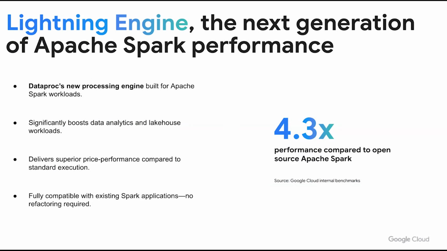So coming to Lightning Engine, this is Google's solution for high performance compute. This is a new processing engine built specifically for Spark workloads. It significantly boosts data analytics and Lakehouse workloads. And it also delivers superior price performance compared to the standard offering that we had. If I talk about the performance numbers, this is 4.3 times more efficient than the standard Spark that we have.